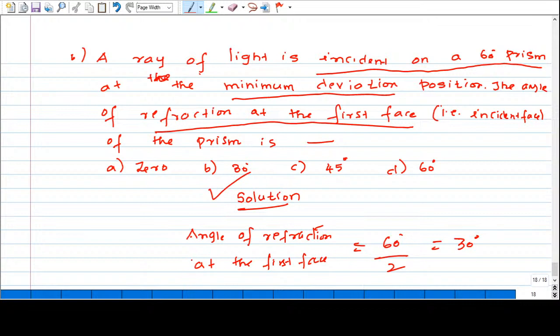What is this shortcut method? If they are giving the incident angle, just divide by 2. You will get the answer immediately. If it is 90 degree, what will be your answer? If it is 90 degree, then definitely your answer will be 45 degree.